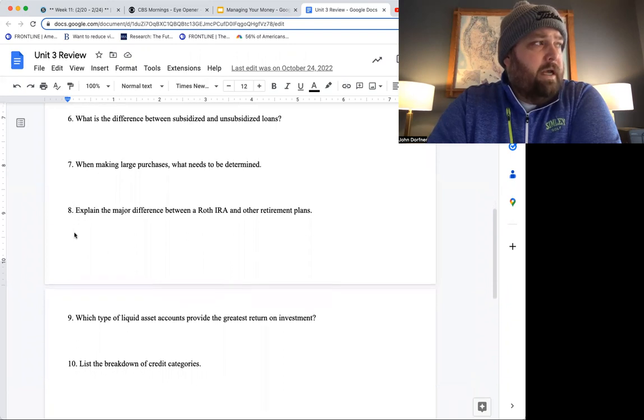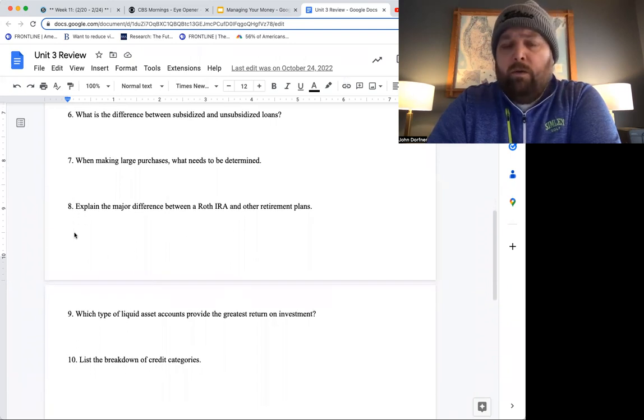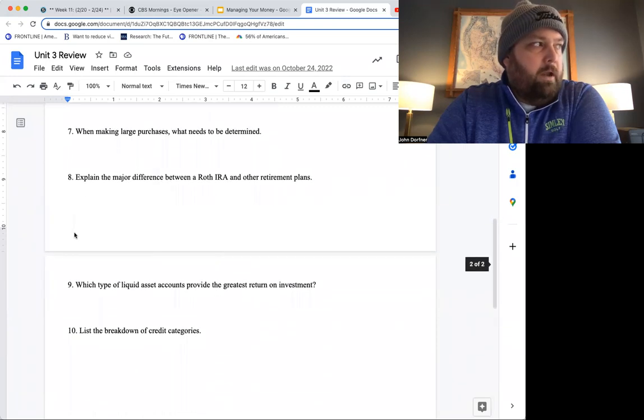The difference between subsidized and unsubsidized loans all comes down to interest. If it is a subsidized loan, you are not being charged interest whilst going to school. If it is unsubsidized, you are being charged interest while going.